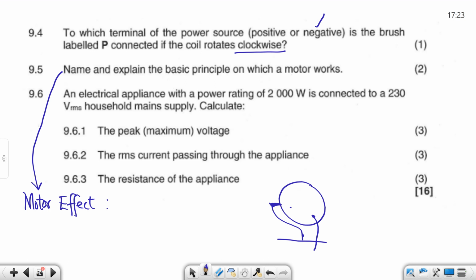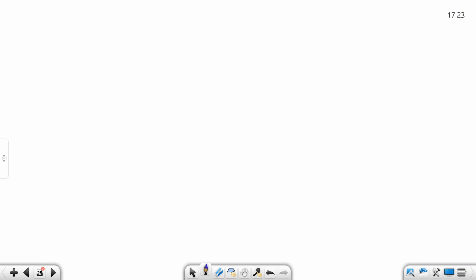How is this in here? I want to show you something. So, when a current passes through a wire, the wire becomes what? Magnetic. Let me give you a quick note on the motor effect.